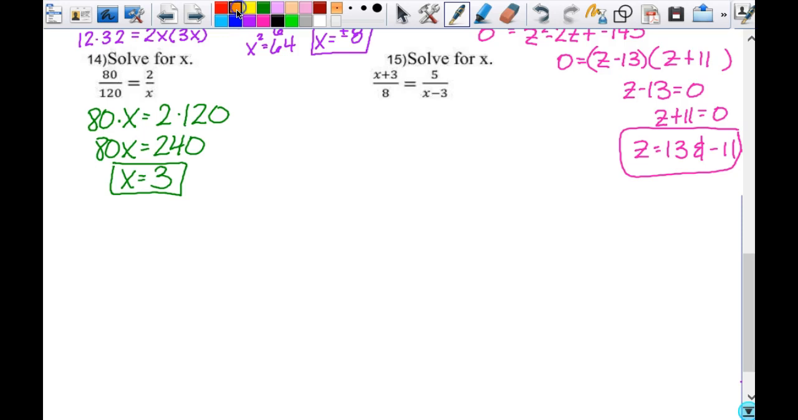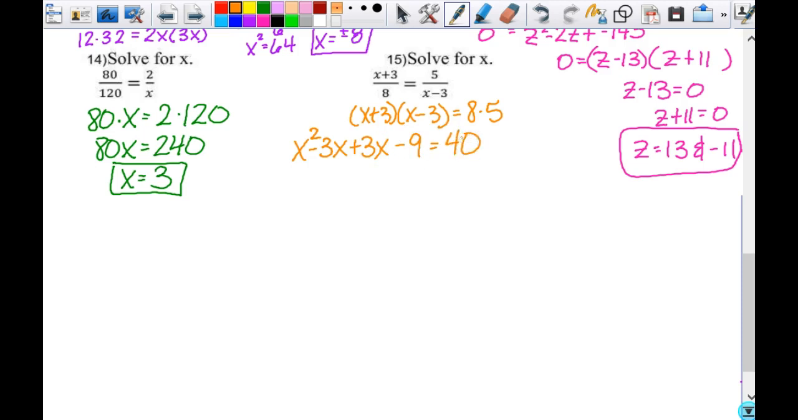Then here, I cross multiply. This gives me x plus 3 times x minus 3. That's equal to 8 times 5. So then I FOIL this, and I skipped some steps on this one. I'm not on this one, though, because some people are doing this and getting lucky but not doing it right. When I multiply x times x, I get x squared. And then negative 3 times x gives me negative 3x. Positive 3 times x gives me plus 3x. And then minus 9 equals 40.